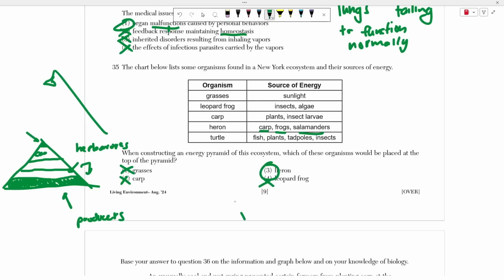So if this energy pyramid only has 3 levels, then we can say that the grasses belong here, that the leopard frog and the carp belong here, and that the turtle and heron belong here because they eat that and those eat that. Okay, so it's always going to be organized from producer to herbivore to carnivore.